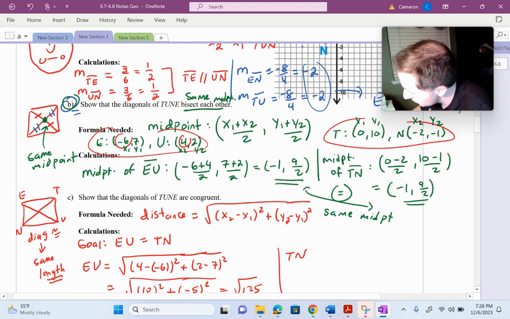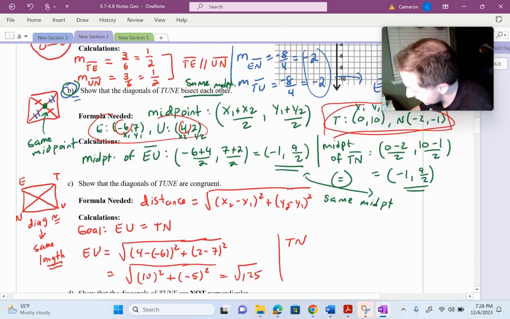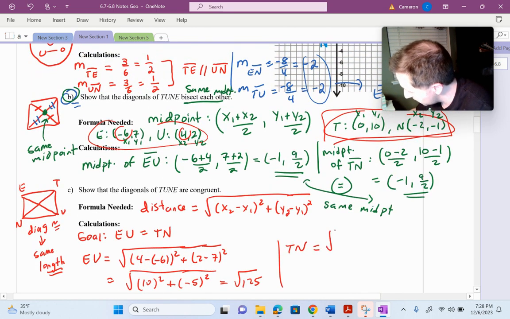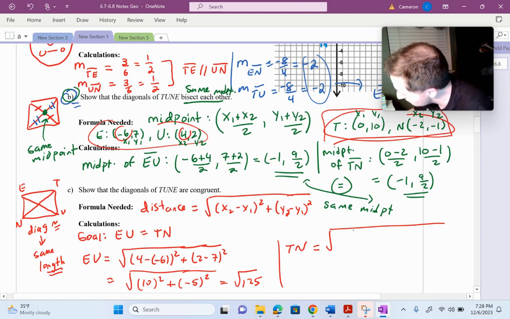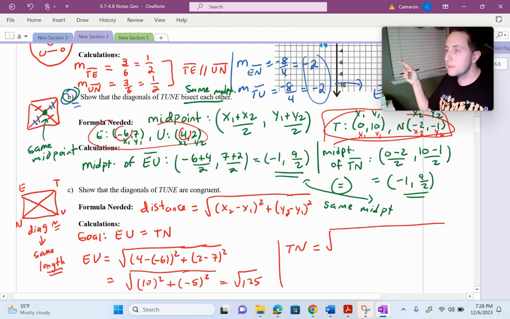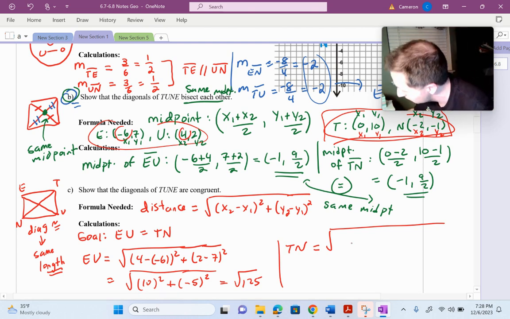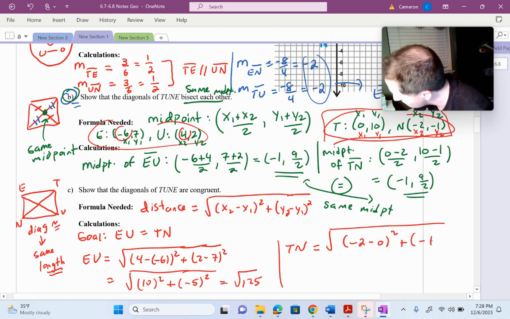TN, so now I'm going to use these two ordered pairs. I want to find the length of that diagonal. That's going to be the square root of x2 minus x1 squared. I'll let this be my x1, y1, and the order you do x1, y1, and x2, y2 doesn't matter, as long as x goes first and y goes second, and as long as you keep the ones in one ordered pair and the twos in the other ordered pair. So this would be negative 2 minus 0 squared, and this would be negative 1 minus 10 squared.